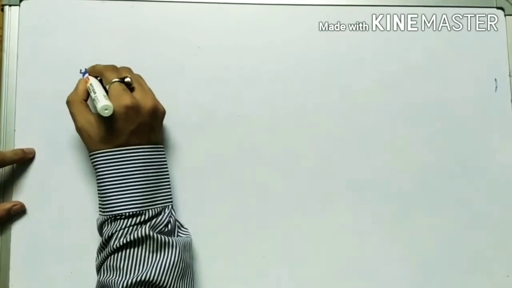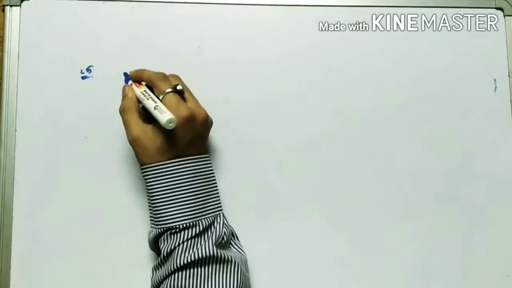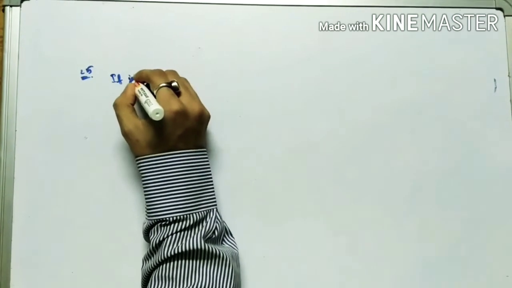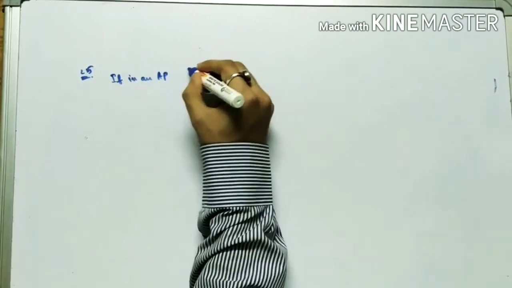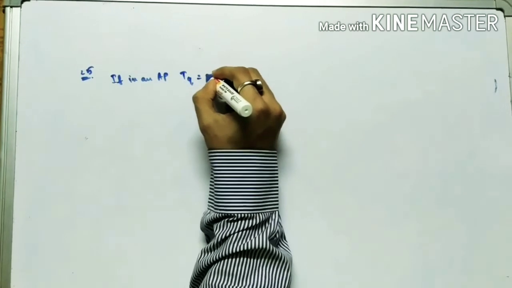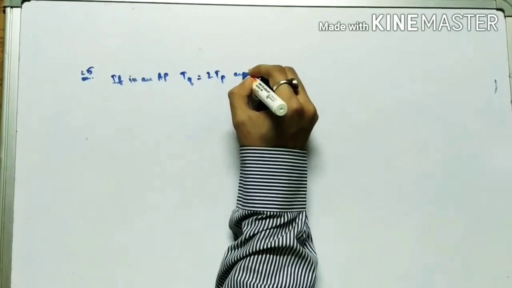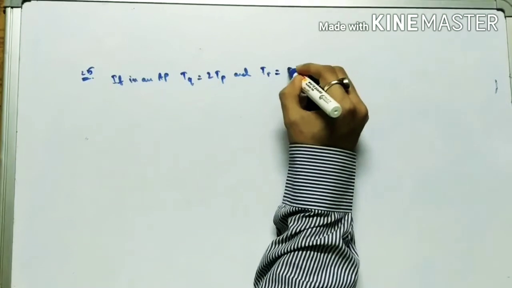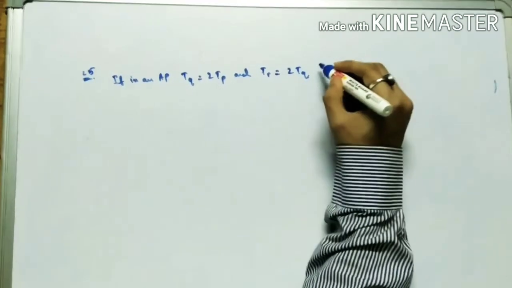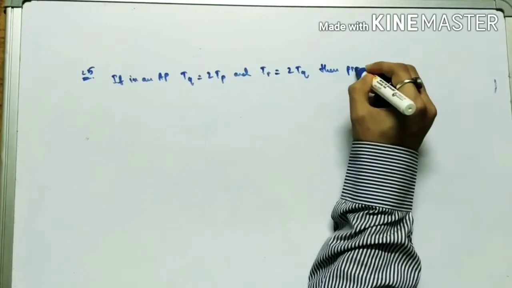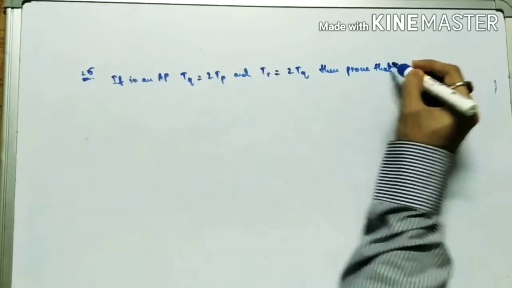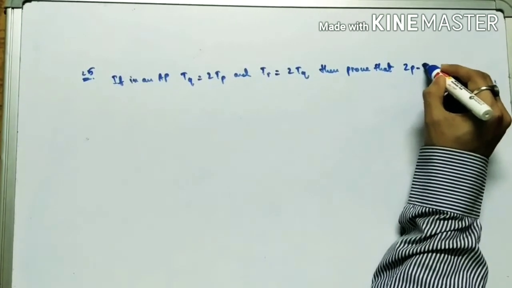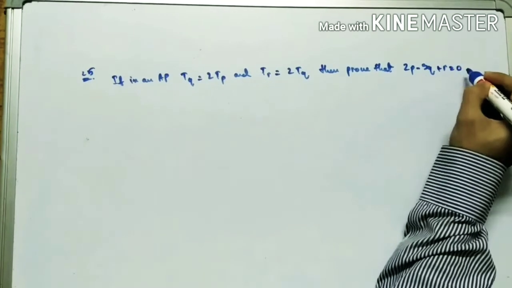Now question number 25. If in an AP, TQ is equal to twice TP and TR is equal to twice TQ, then prove that 2p minus 3q plus r is equal to 0.